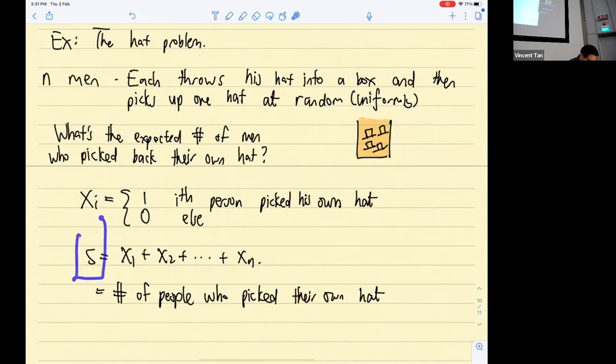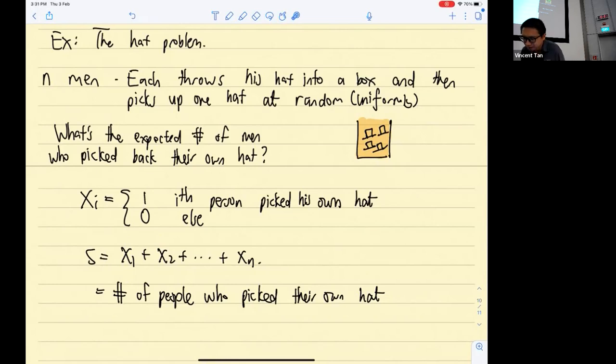Now we define this new random variable S, which is the sum of all the X's. What does this represent? This represents the total number of people who pick their own hat, because each of the X's is 1 if and only if the i-th person picks his or her own hat, right?